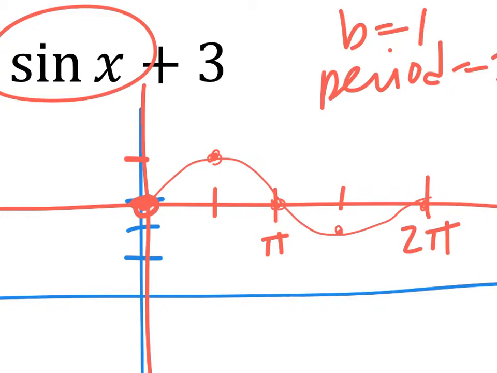Okay, let me ask you a tricky question. Not really tricky, kind of a thinking question. What's the range on this graph? What's the possible y value? 2 to 4. We're starting at 2, goes up to 4. Not -1 and 1. That's if we start at 0, but we shifted everything up 3, right?